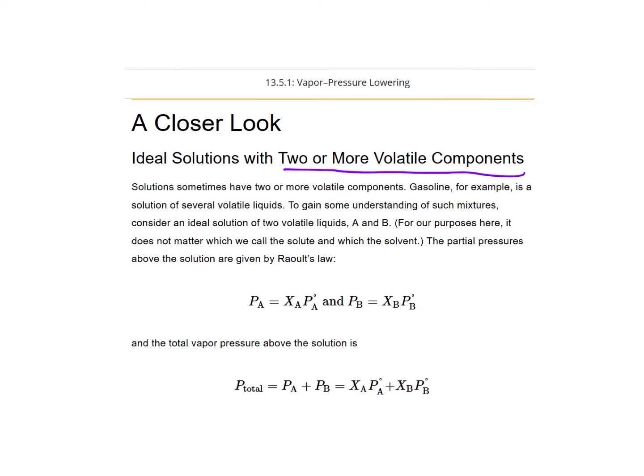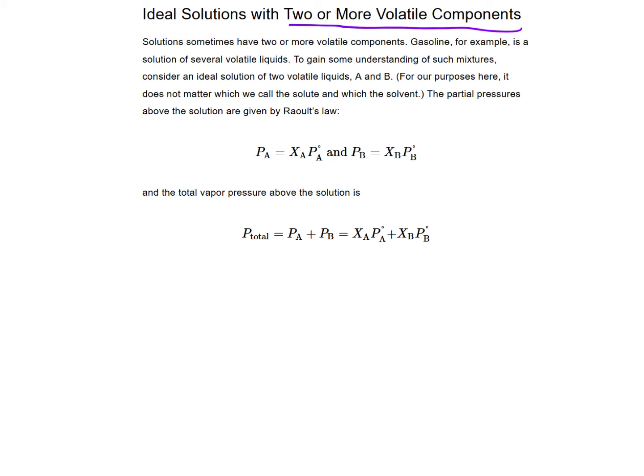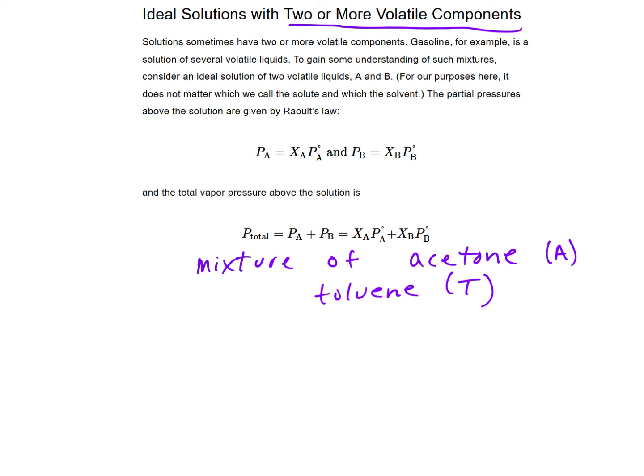And so when we have a mixture, let me make sure I don't have another slide. We have a mixture of acetone, which is volatile. We're going to call that A. And we have a mixture of acetone with toluene. We saw toluene the other day. I spelled that really wrong. Toluene. We're going to call that T. Both acetone and toluene are volatile.